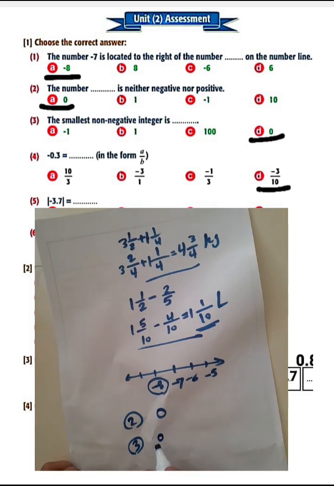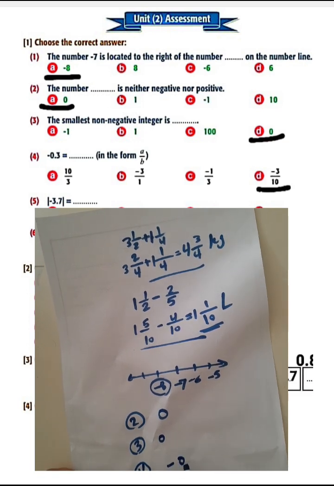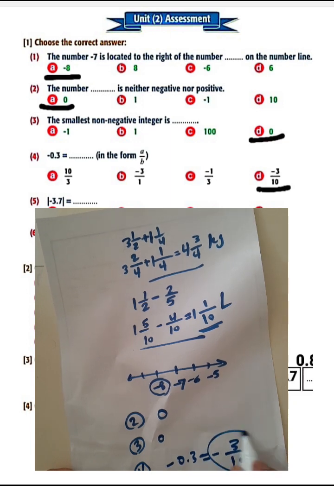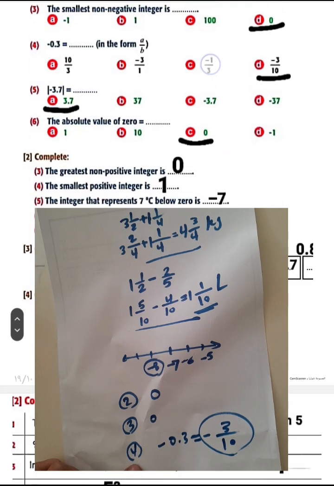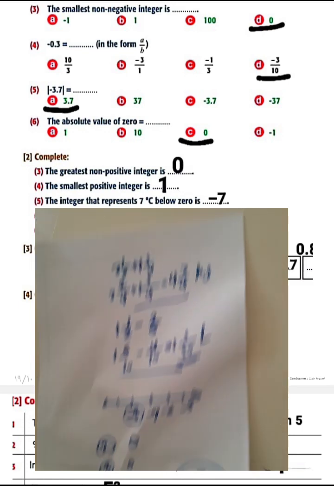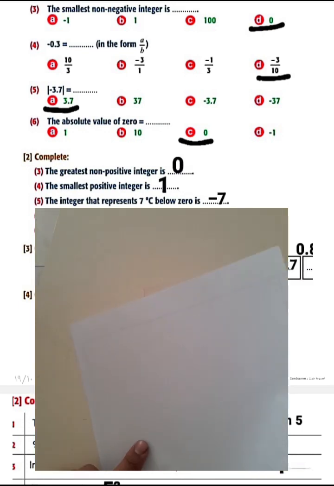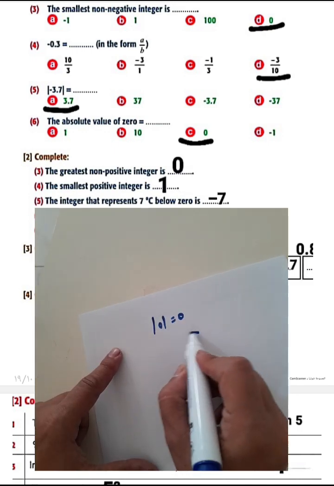Question number 4. Negative 0.3 in the form a over b. We can convert it: write negative outside, and 3 up and 10 down. The result will be -3/10. Question 5. Absolute value of the number. The absolute value of 0 will be equal to 0.